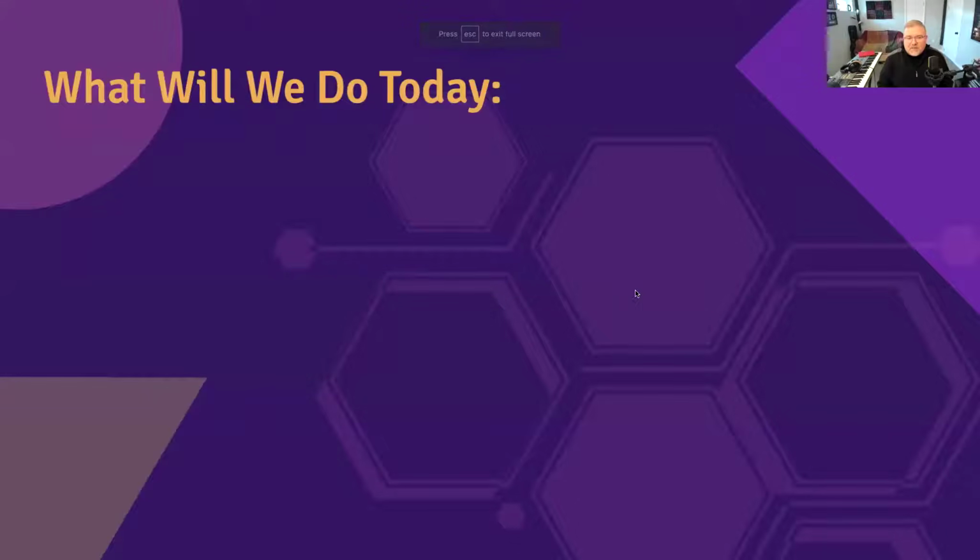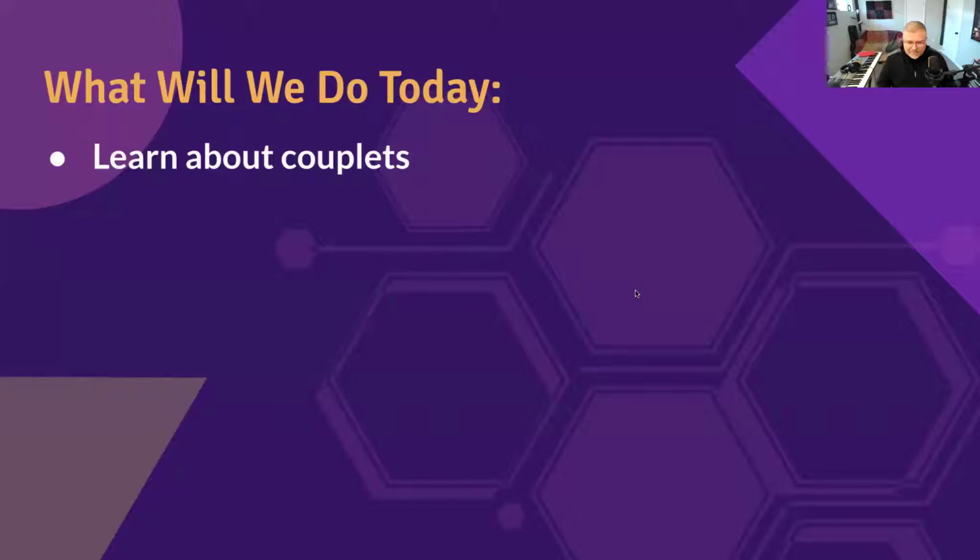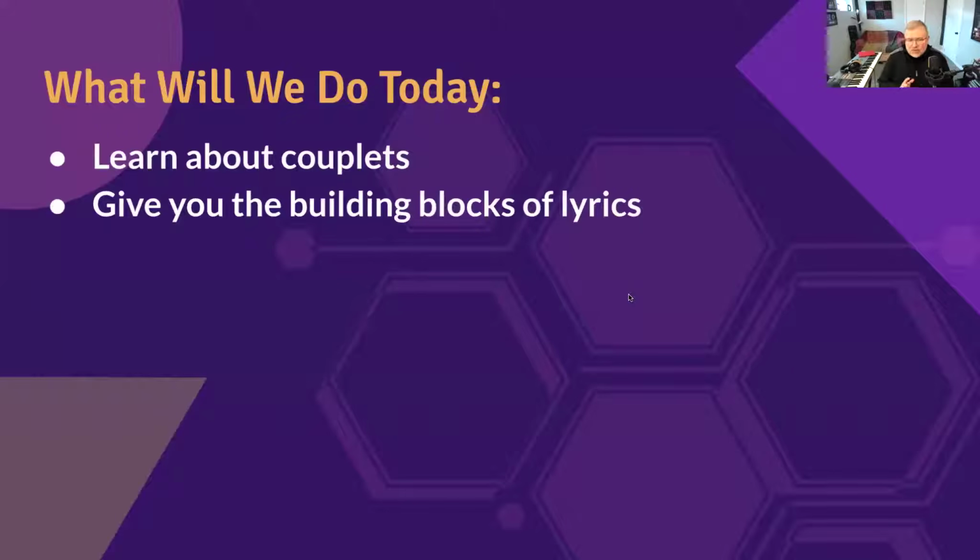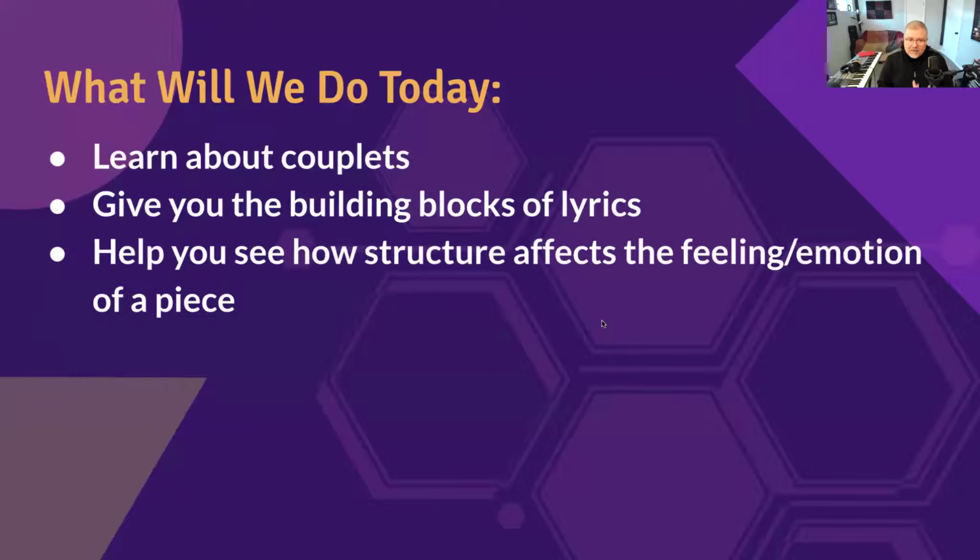So what are we going to do today? First off, we're going to learn about couplets, obviously. But I want to give you the building blocks and the theory behind lyric writing. So we're really going to focus on the concept of lyrics today. And I want you to see how structure affects the feeling and the emotion of a piece. When we talk about this, we're really talking about the concept of prosody. Some of you who have been attending these workshops, or if you've been my student in the past, know that prosody is such an important part of songwriting, and it's such a great tool to use. So we're going to talk about that.